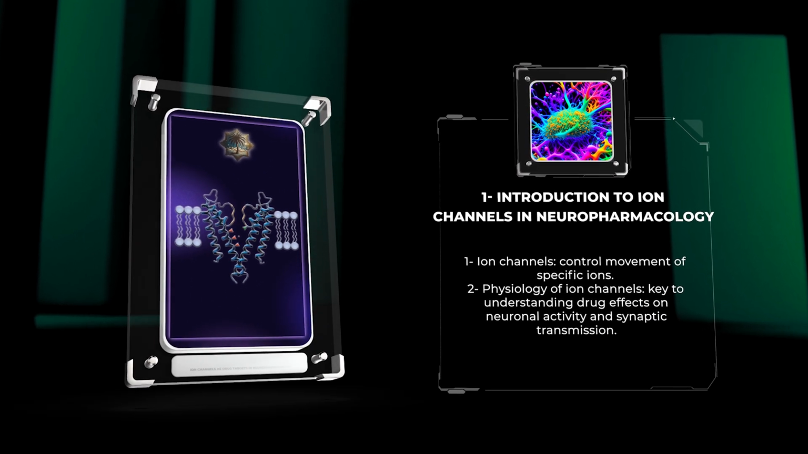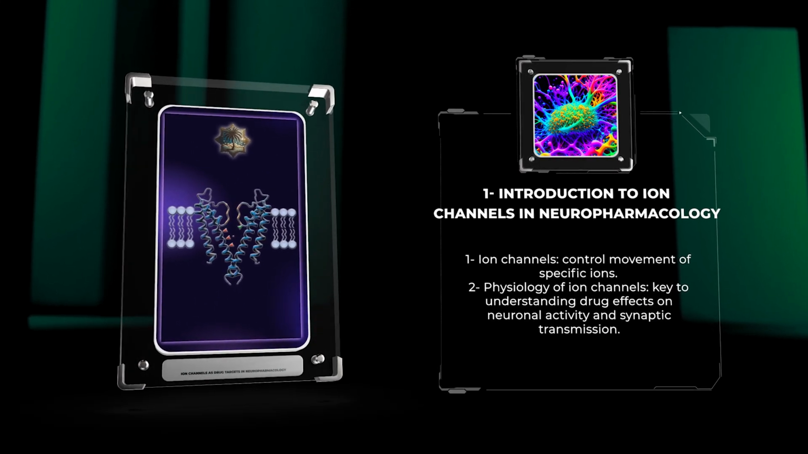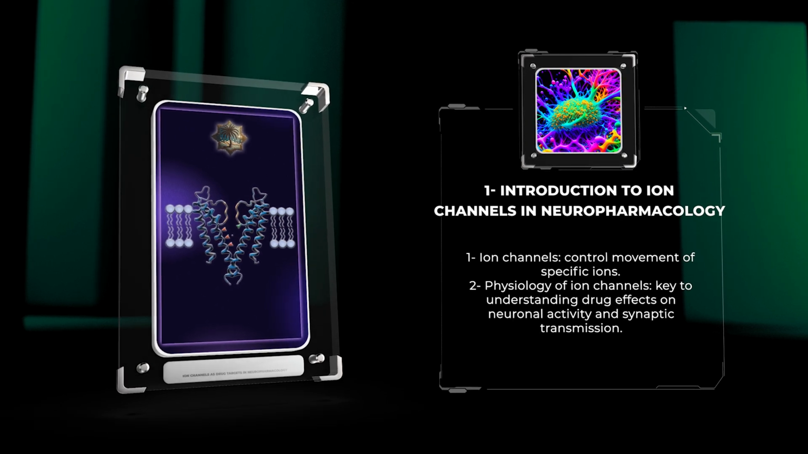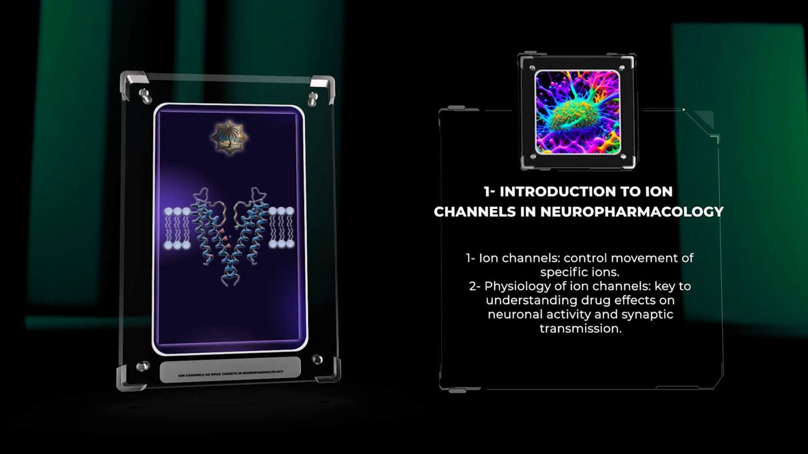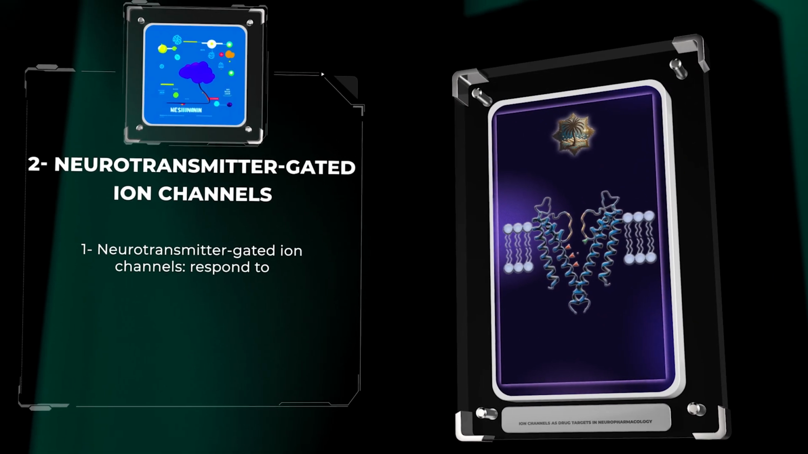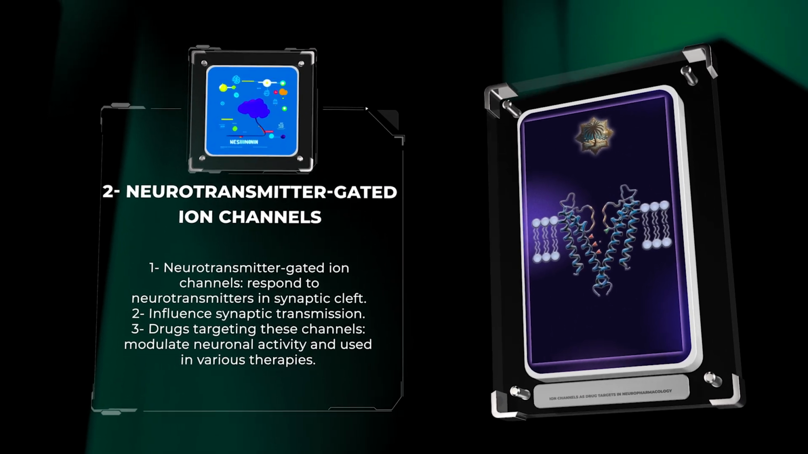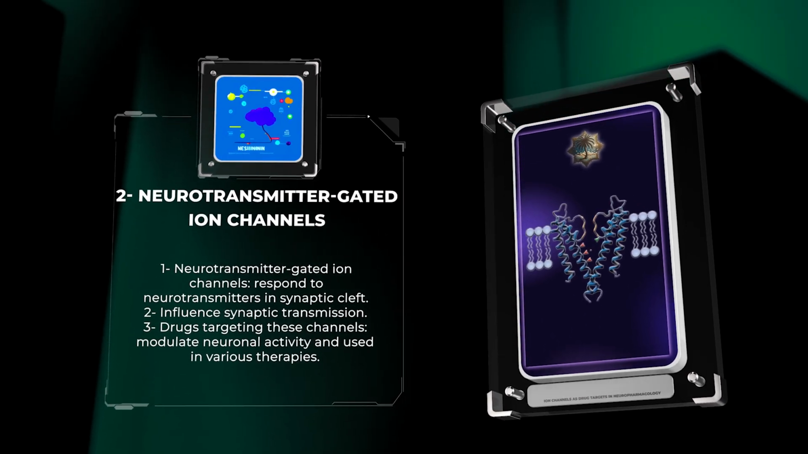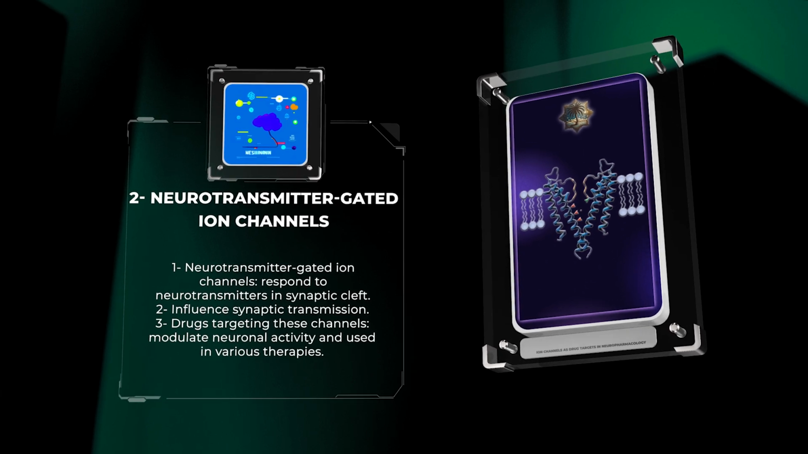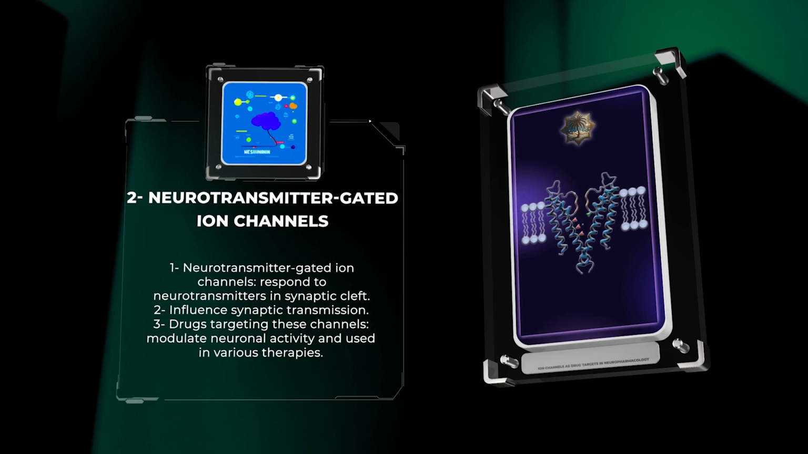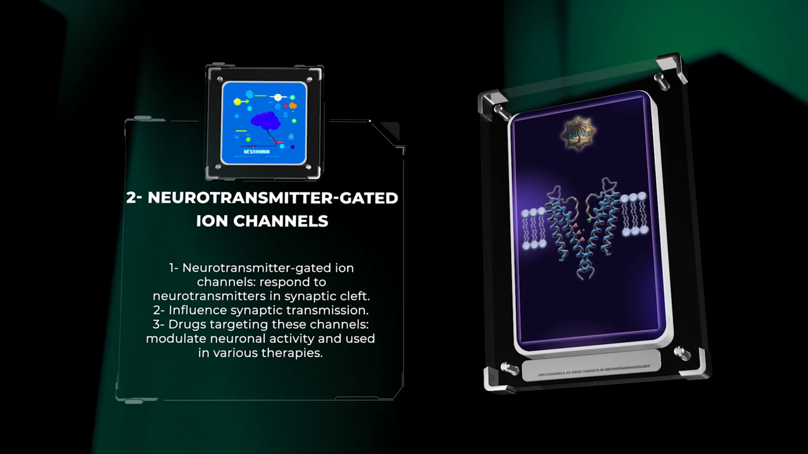Ion channels are proteins that control the movement of specific ions across cell membranes. Understanding their physiology is key to understanding drug effects on neuronal activity and synaptic transmission. This video will discuss neurotransmitter-gated ion channels, which are involved in neuropharmacology. These channels respond to neurotransmitters released in the synaptic cleft and can influence synaptic transmission. Drugs targeting these channels can modulate neuronal activity and are used in various therapies, such as smoking cessation and anxiety disorders.